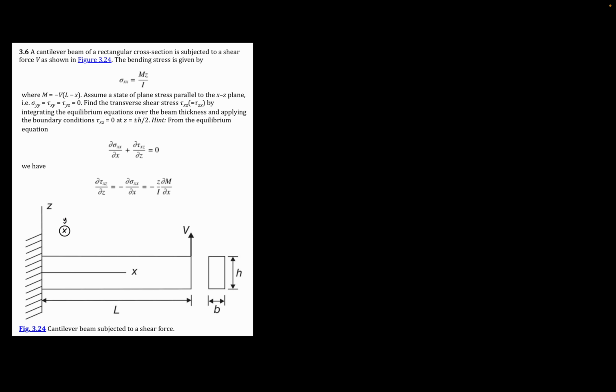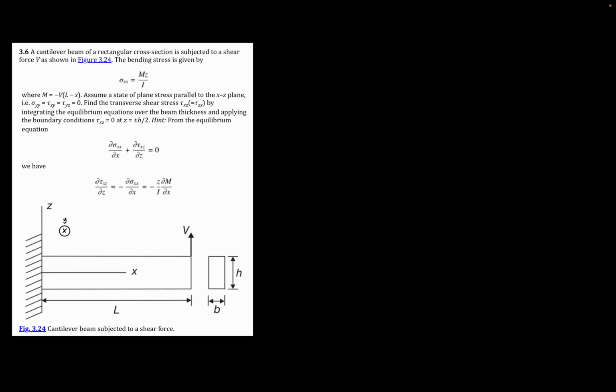Now essentially what this means is that sigma y and tau xy as well as tau yz are going to be equal to 0. And now our goal is to find the transverse shear stress tau xz by integrating the equilibrium equations over the beam thickness and applying the boundary conditions where tau xz is equal to 0 at z equal to plus minus h divided by 2.